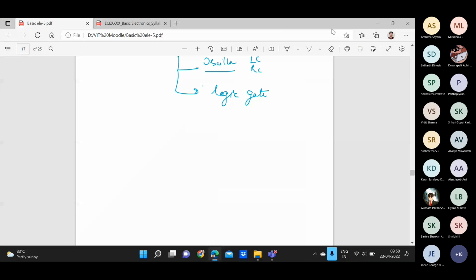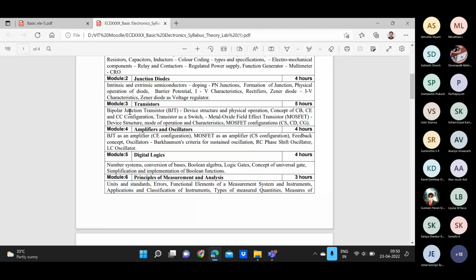Yes, sir. Alright, so up to the previous lecture, we were in module 3. There we have seen the BJT, device structure, physical operation, the concepts of common base, common emitter, and common collector. We also saw the transistor as a switch: if it is connected in saturation mode and cutoff mode, it will work as a switch. That means a short circuit switch or an open circuit switch.